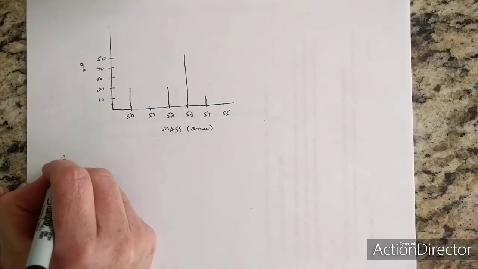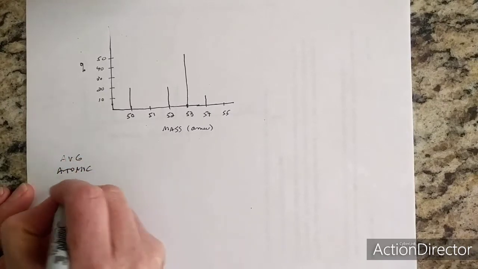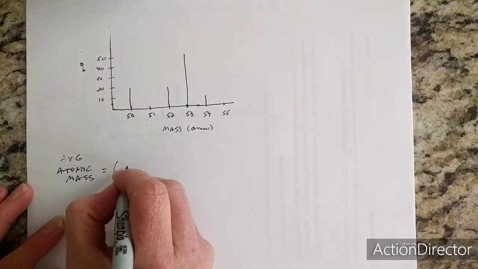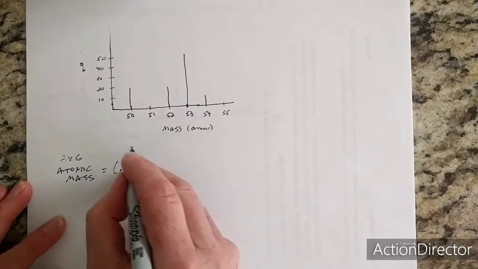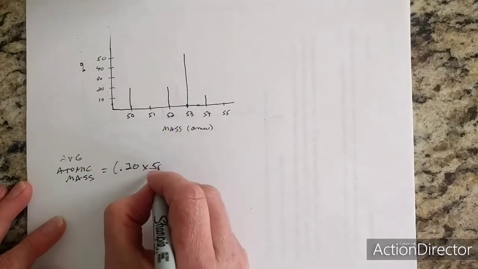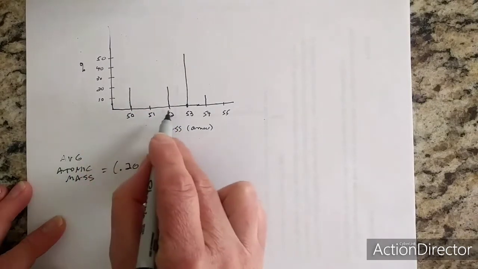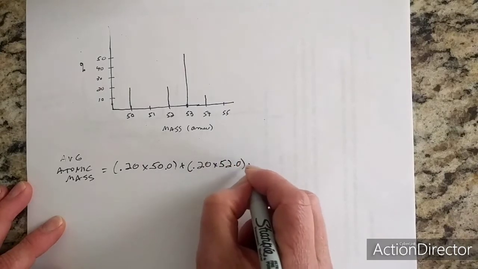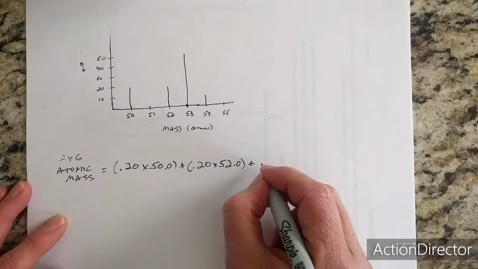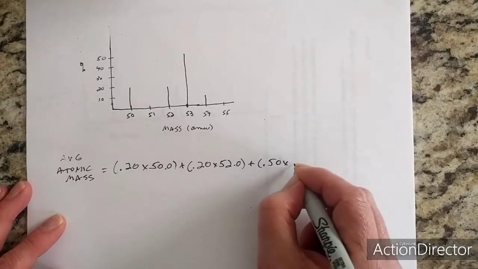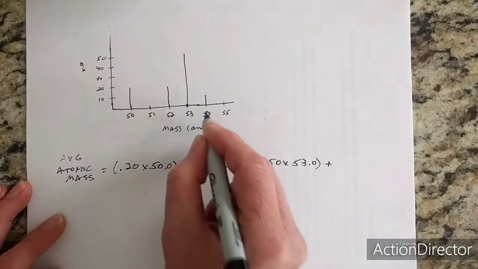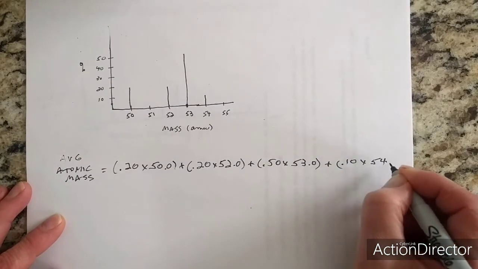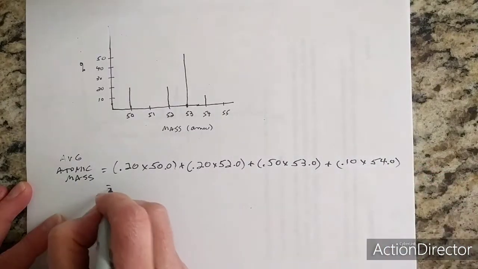So here for our average atomic mass, it equals, so our first isotope, 20% abundance, so 0.20, times our mass, 50.0, plus our second isotope is also 20% abundance, times 52.0, plus our third isotope is 50% abundance, times 53.0, plus, and then our last isotope is 10% abundant, 0.10 times 54.0. So do that calculation out.